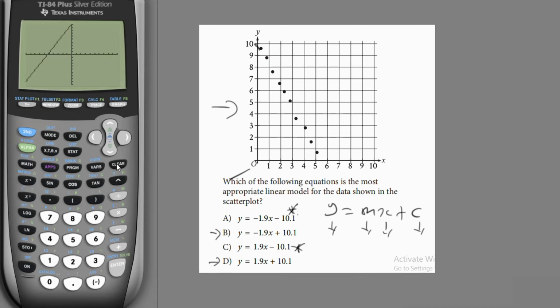So let's clear this, and let's input the values for option B. So we have negative. Now guys, note, make use of this negative sign here, this one, not this one. This is the right one to use in this situation. When you're starting a value with a negative sign, I recommend you use this one. So we have minus 1.9 x, then we have plus 10.1.